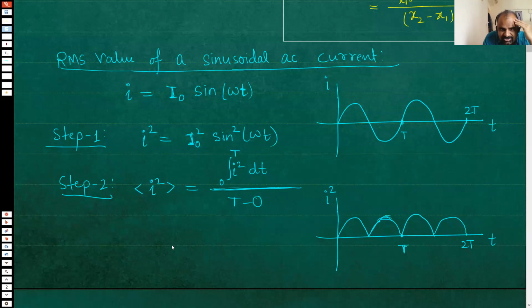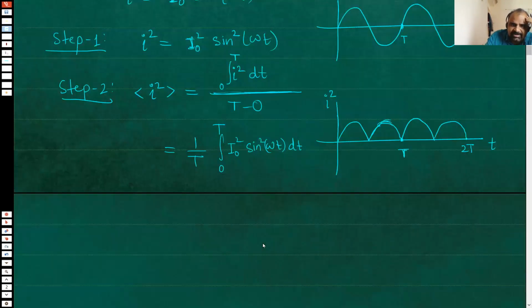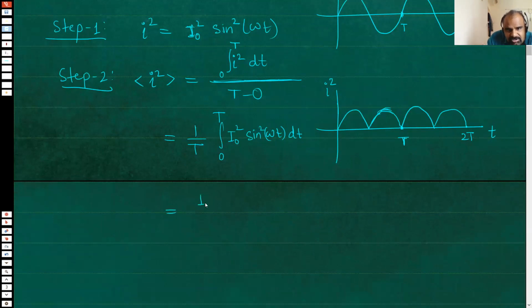So let's do this. You will have 1 by capital T integration of I square dt. I square is how much? It is I naught square sine square omega t, and then of course dt. Now I naught square will come outside because it's a constant. So I naught square is outside and divided by capital T. And by the way, now I'll put the value of capital T as 2 pi by omega. You know, capital T is how much? 2 pi by omega.